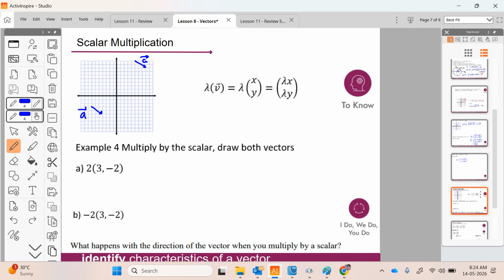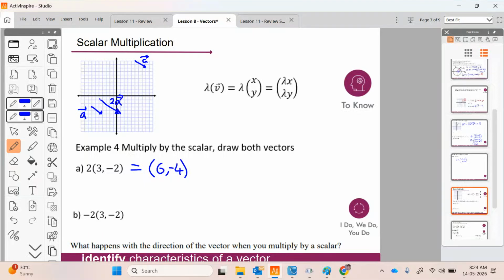So if we multiply that by a scalar, the new vector would be 6, negative 4. So the new vector, let's start it off here. It would go 1, 2, 3, 1, 2, 3, and then 1, 2, 3, 4. So this is the vector 2a. This is how it would look.